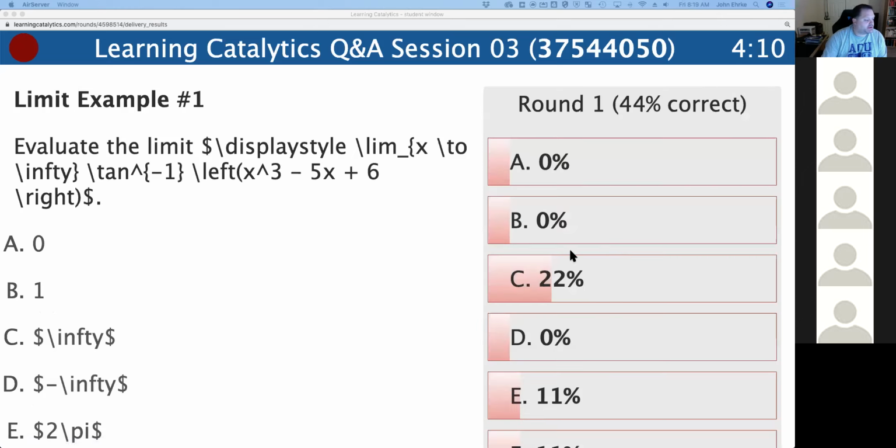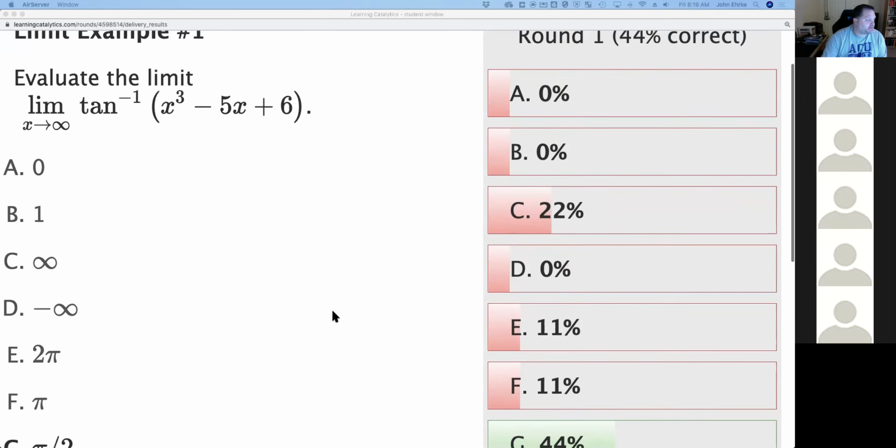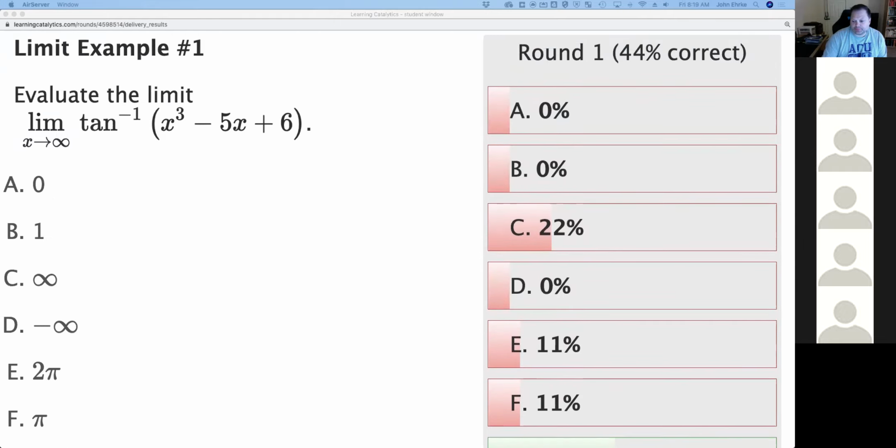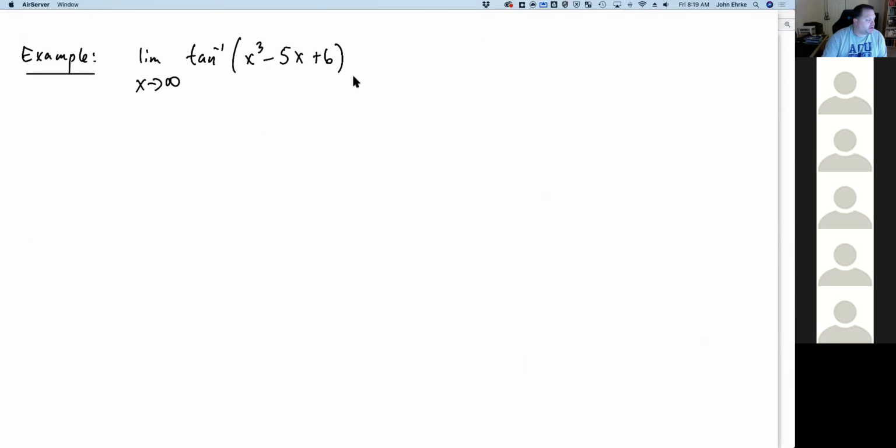The correct answer is G, pi halves. So let's talk about why that is. If you look at the limit problem itself, remember our rules, our limit laws say that if the function is continuous, which arctangent is, then you can bring the limit inside the function.